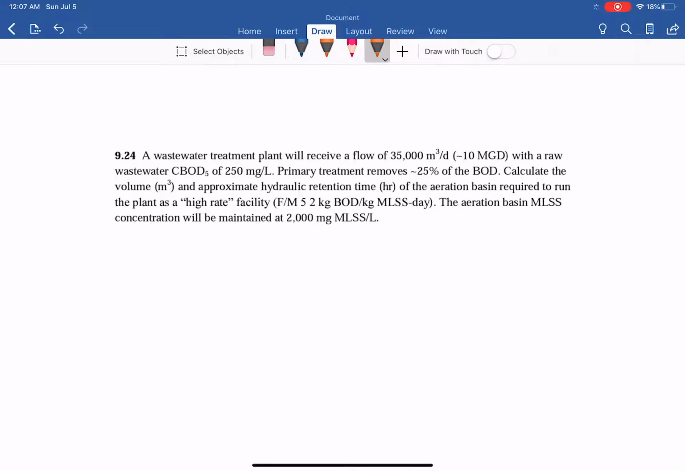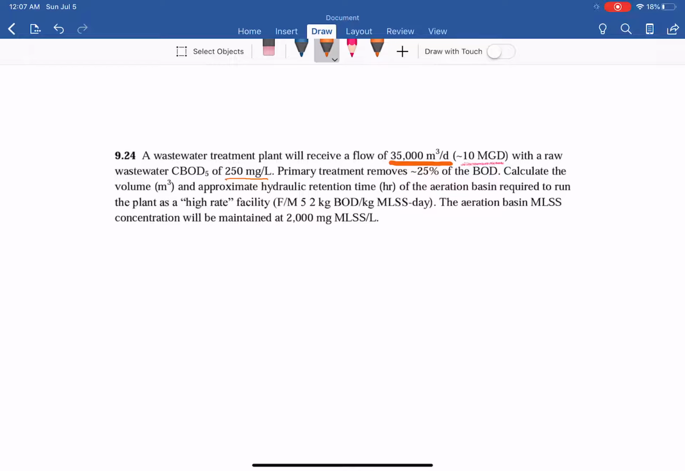924. A wastewater treatment plant will receive a flow of 35,000 cubic meters per day, which means 10 million gallons per day. The raw wastewater CBOD5 is 250, so the influent BOD is 250. Primary treatment removes 25% of the BOD.